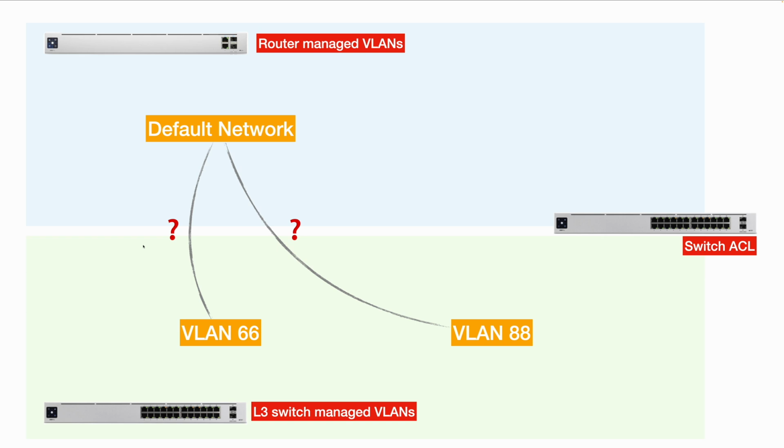As the last part of the video, let's discuss the limitations, or things I hope Ubiquiti can improve in future releases. First, let's talk about the default network. So let's say you have VLAN 66 and 88 managed by your layer 3 switch. If you want to control the access between these two and the default network, you may find it's not possible by using ACL. Let me show you.